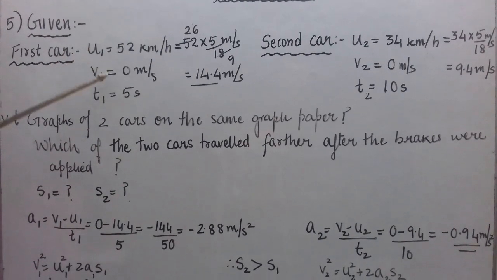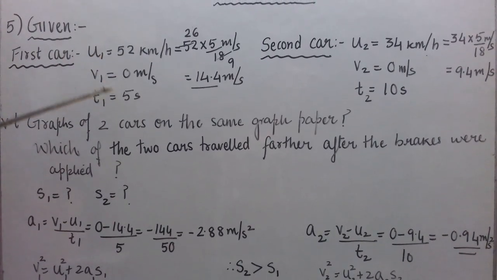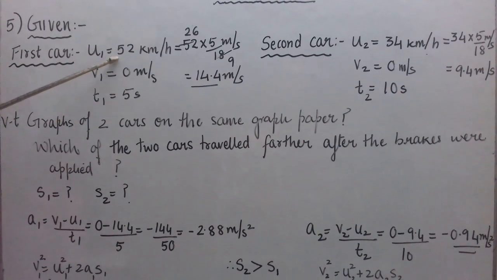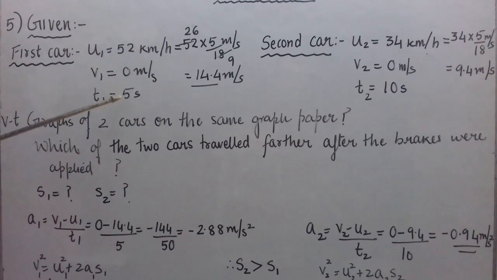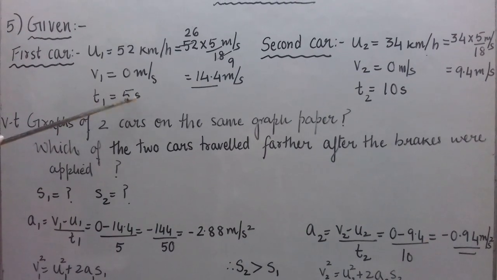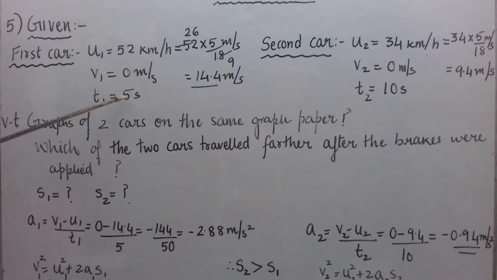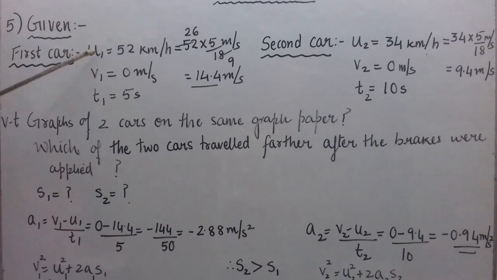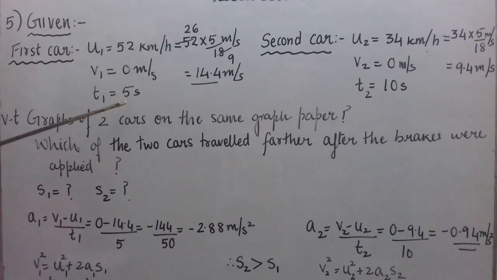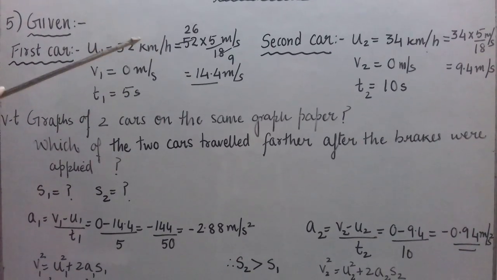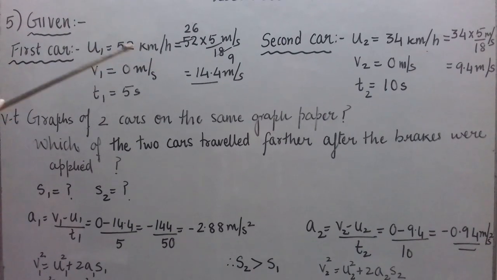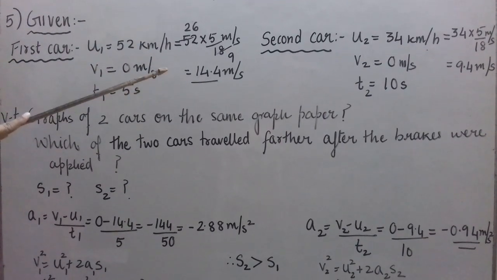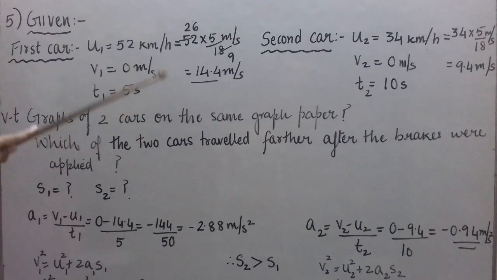Now students, see here conversion. Let us see if any conversion is required. Time is 5 seconds. Speed is 52 km per hour. So for 5 seconds, distance traveled will be in meters, not in kilometers. So better we convert this also into meter per second. And just multiplying it by 5 by 18, here the answer comes out to be 14.4 meter per second.